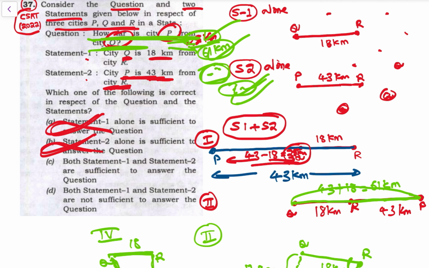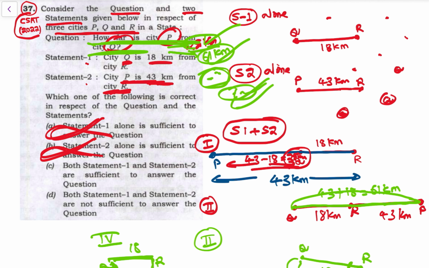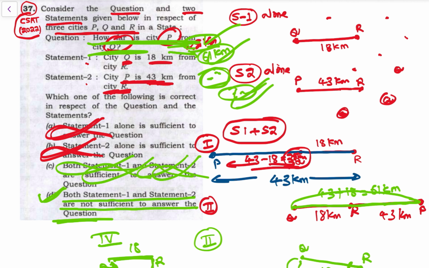How far, we cannot answer specifically. So both statement 1 and statement 2 together are not sufficient to answer the question. Are both statements sufficient? No, they are not. It can be 25, it can be 61, it can be this, it can be anything. So option D is the answer. Again, a very good question.